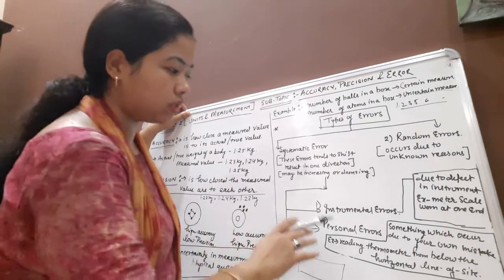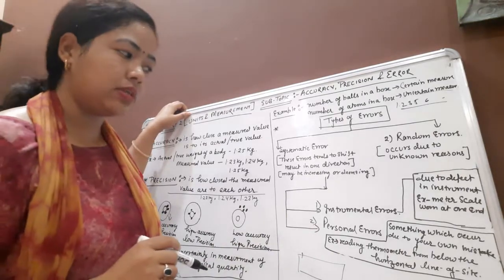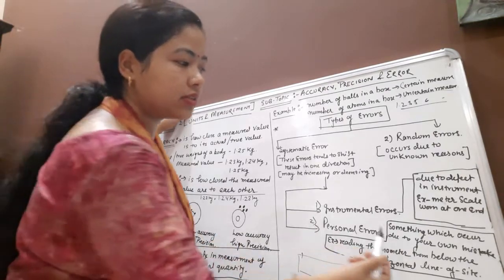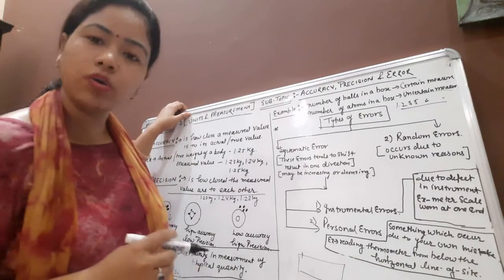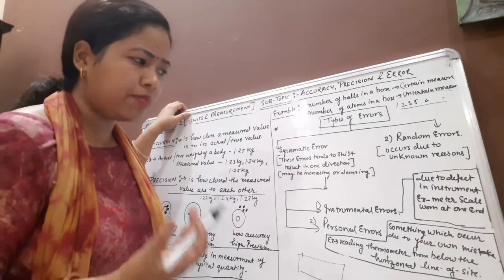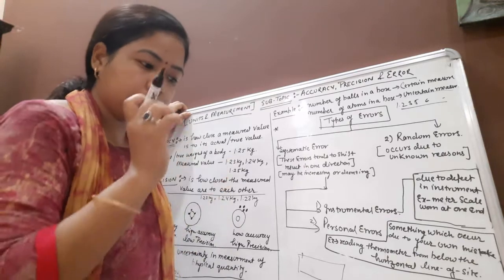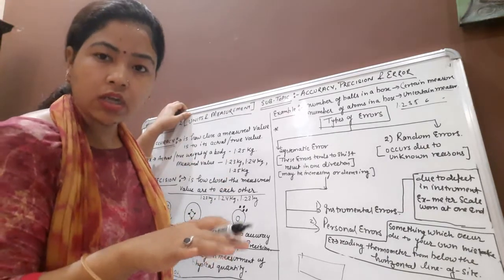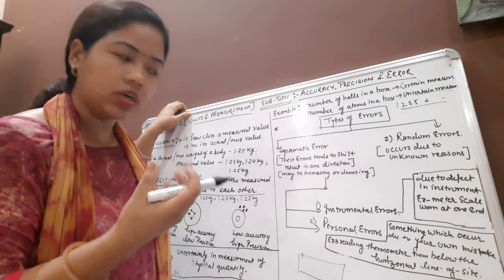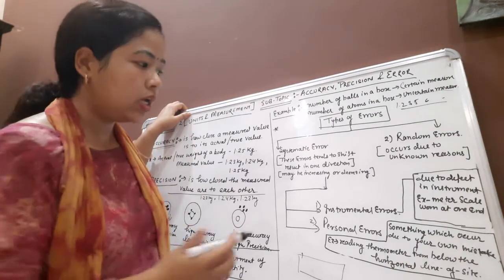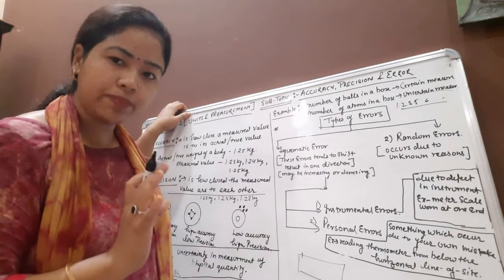Now we'll talk about the second type, that is the personal error. Personal error is something which occurs due to your own mistake, right? That may happen whenever we are not holding an instrument in a correct way. So that occurs due to our own mistake, and it will be in the category of personal error.